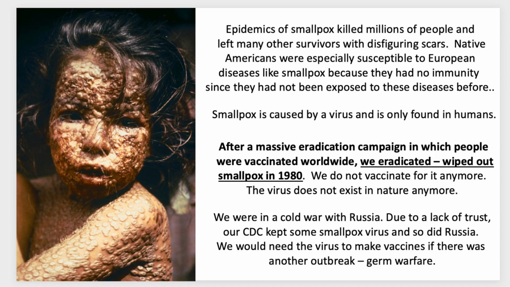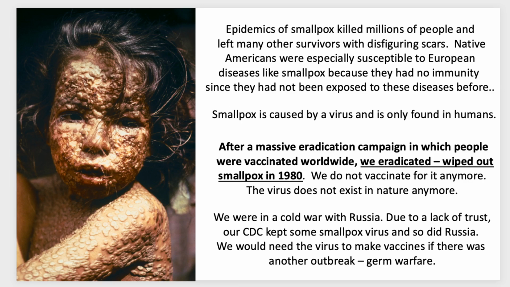Smallpox did kill millions of people. And the people who survived had horrific scarring and these little pits all over their skin. Certain individuals genetically were less resilient to smallpox. Native Americans, for example, were extremely susceptible to smallpox. So if they got it, they were very likely to die.